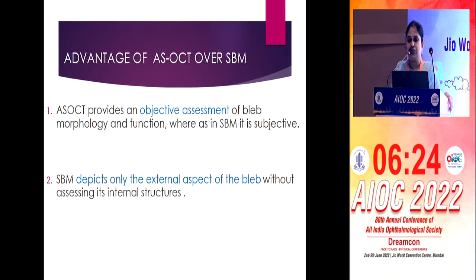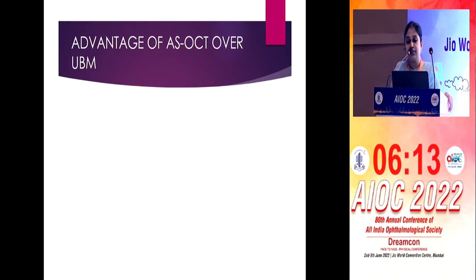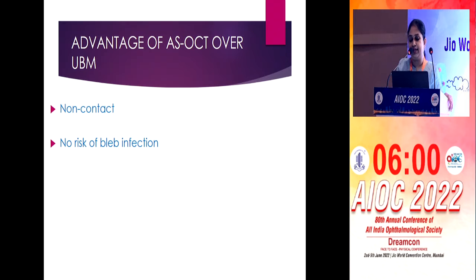The slit lamp examination does not show internal structures, which is important not only in determining the bleb function, but can also provide information about the wound healing process after trabeculectomy. AS-OCT has several advantages over UBM, such as it is a non-contact procedure. Therefore, a coupling fluid is not required and it can be performed in a supine position, and as such it does not carry any risk of bleb infection, which is an important feature that can be used in the early post-operative period.